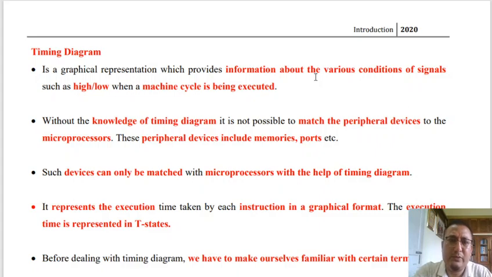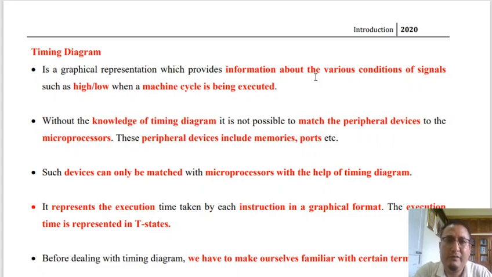So, in today's class, we are going to discuss the concept of timing diagram. Now, timing diagram is a graphical representation that represents the status or the condition of the various signals, whether the signals are high or low whenever a machine cycle is getting executed. Now, without the knowledge of a timing diagram, it becomes very difficult for one to match the peripheral devices to the microprocessor. Now, timing diagram also represents the execution time taken by each of the instruction in graphical format, and it's represented in T state.